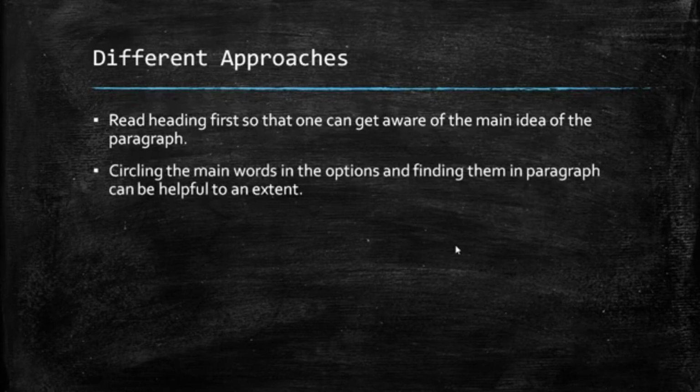Circling the main words in the option and finding them in the paragraph can be helpful to an extent. It is helpful to a small extent, in fact. Do not go for this every time, because sometimes they give you some words which are present in a heading and in a paragraph, but those together do not make any sense.